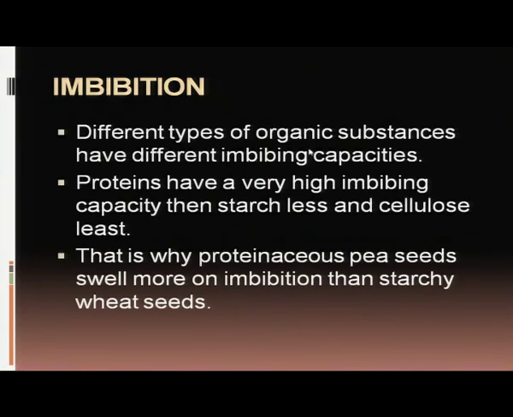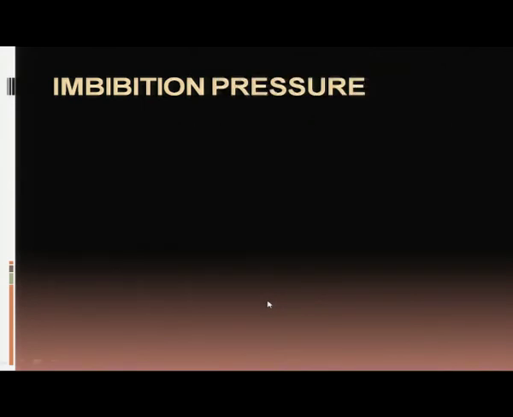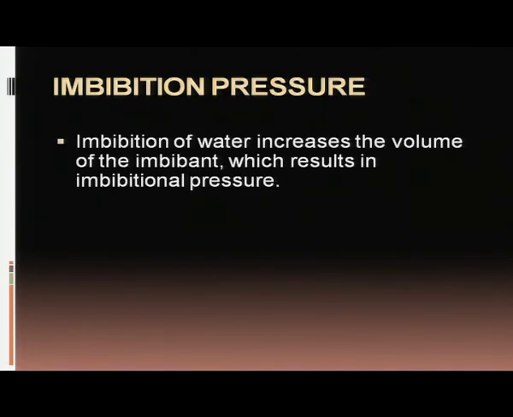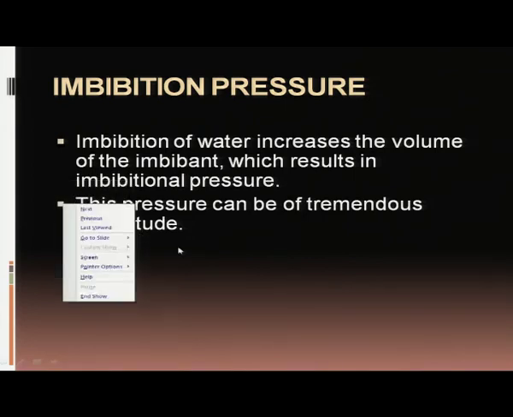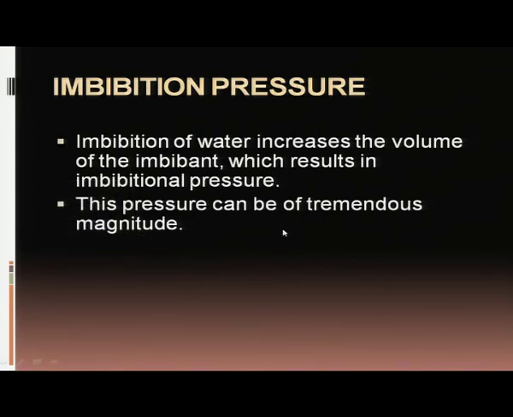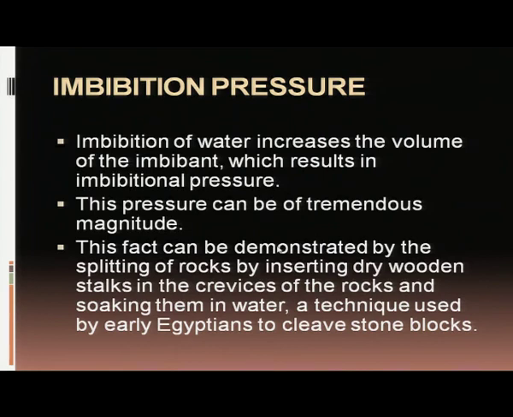Different types of organic substances have different imbibing capacities. Proteins have high imbibing capacities as compared to starch, and that is why proteinaceous pea seeds swell more on imbibition. Now, when imbibition occurs, there is an imbibition pressure also because of the increasing volume of the imbibant. This pressure can be of tremendous magnitude.